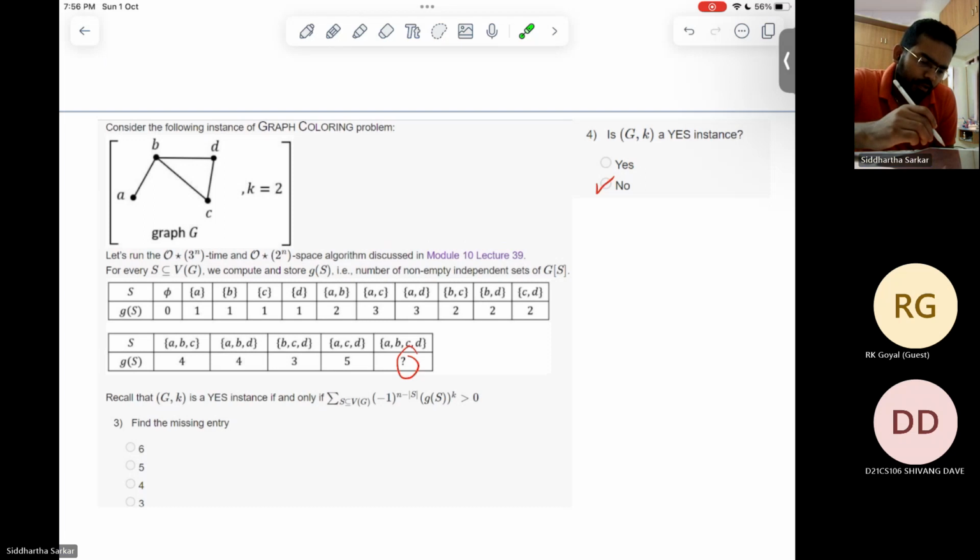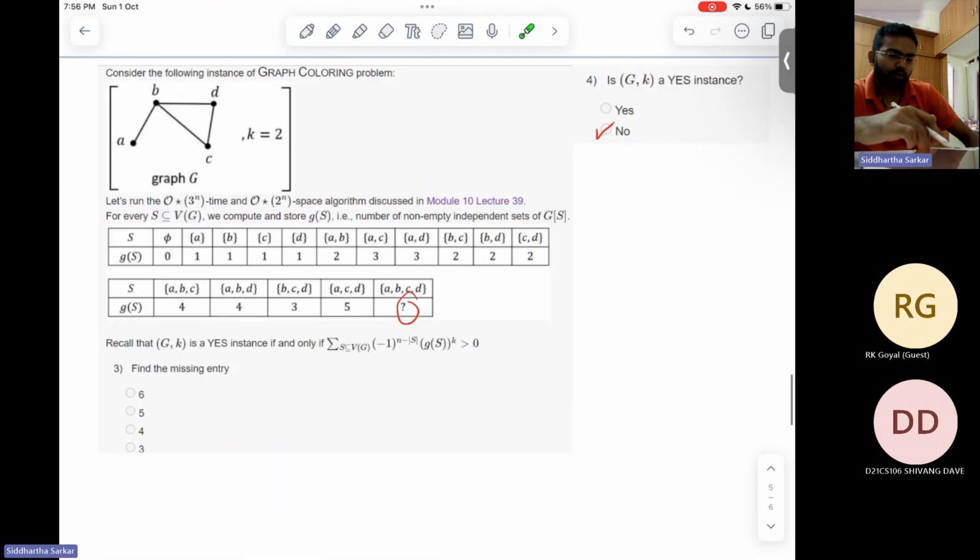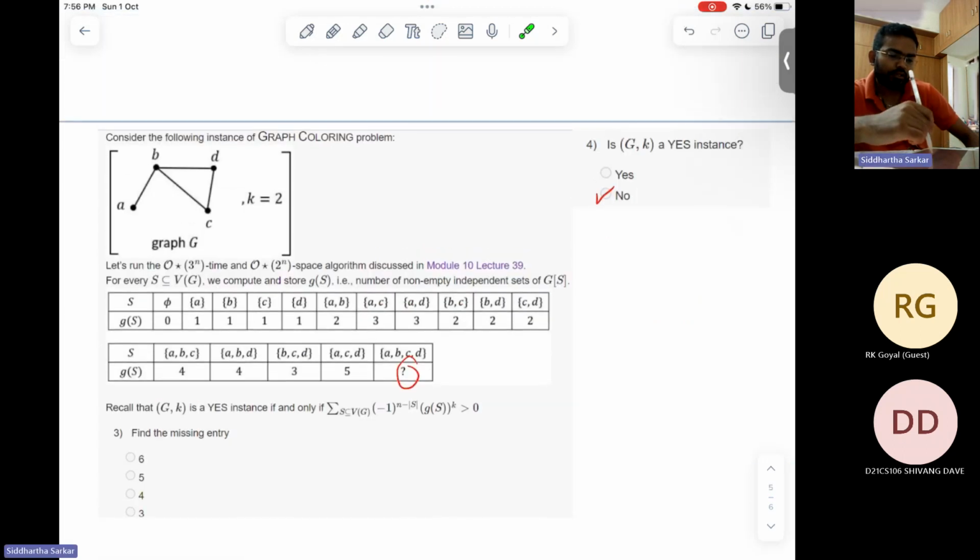So in this setting, every entry corresponds to the number of non-empty independent sets on the induced graph GS. There are two things we can do. We can write the recurrence relation and solve it. Or we can try a trick: just look up how many non-empty independent sets of ABCD there are.